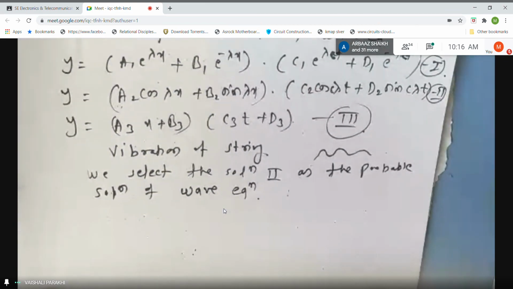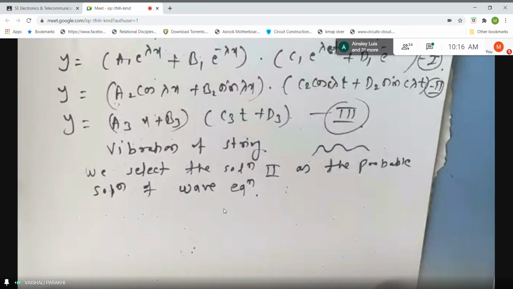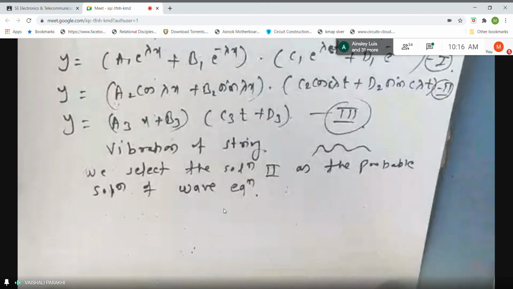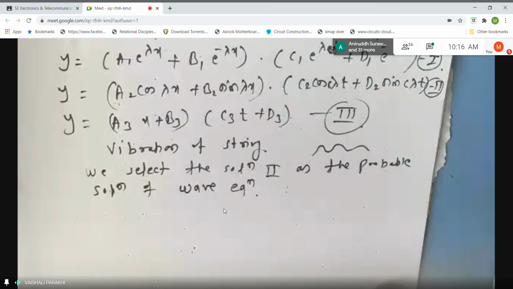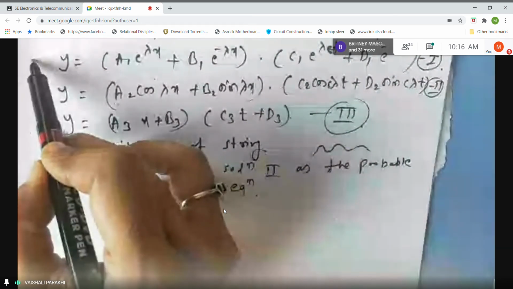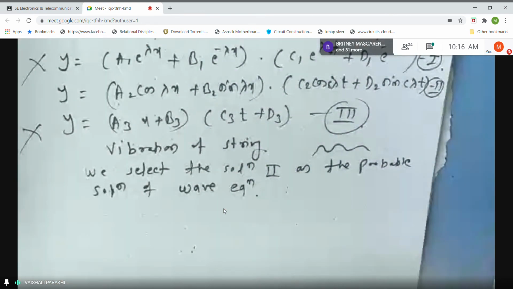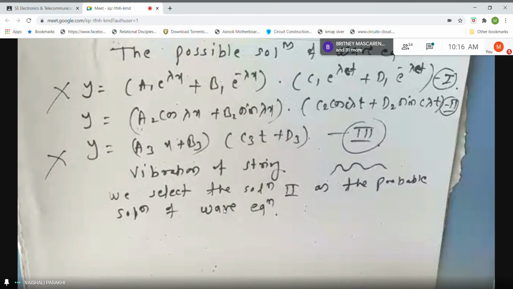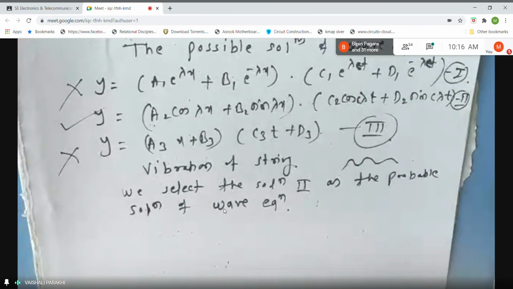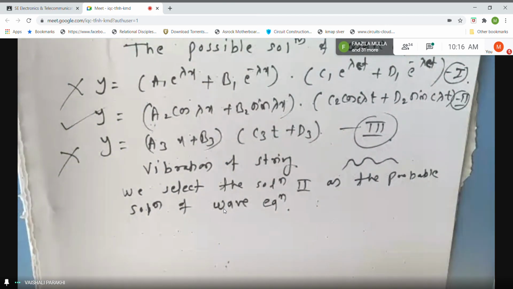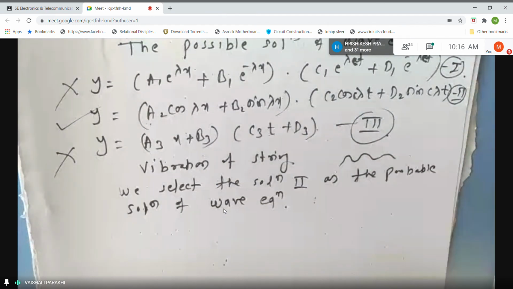Because you know that when the function is periodic, we convert it in the form of sine and cosine waves, right? In the first one there are no terms in sine and cosine. In the last one also we don't have any sine and cosine. Sine and cosine are the periodic functions, you know. So we choose the second as the solution. When you are solving problems, students, you need not worry about first and third. Directly we are taking the second one as the formula.